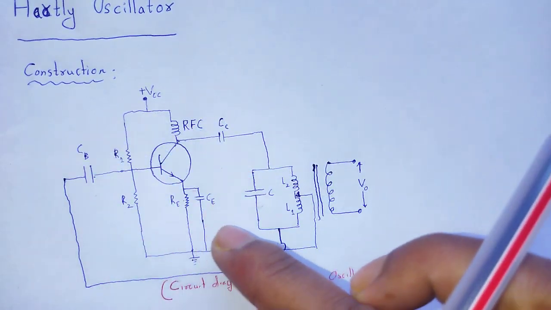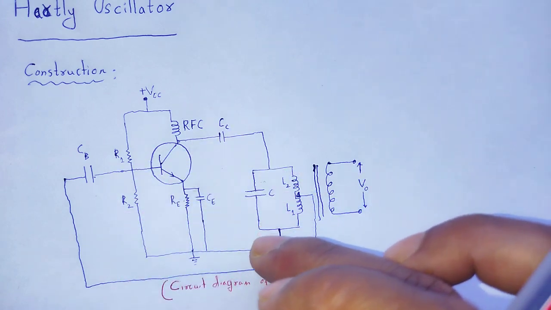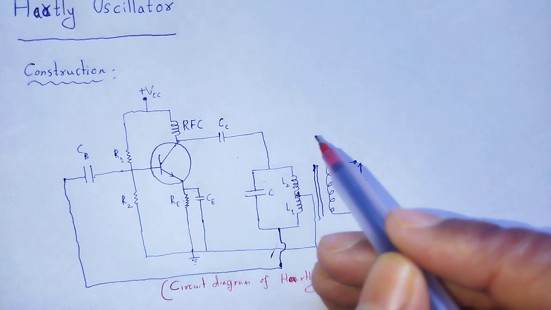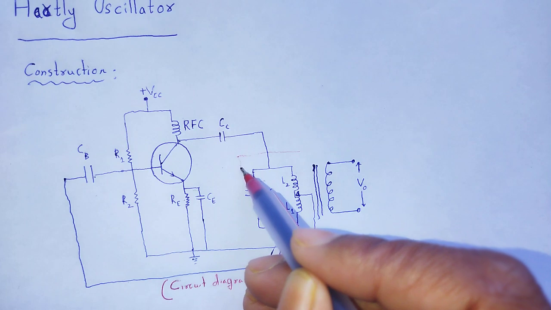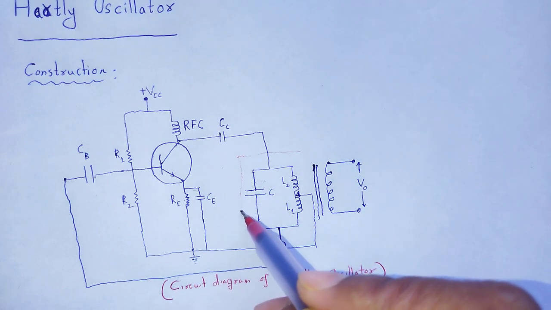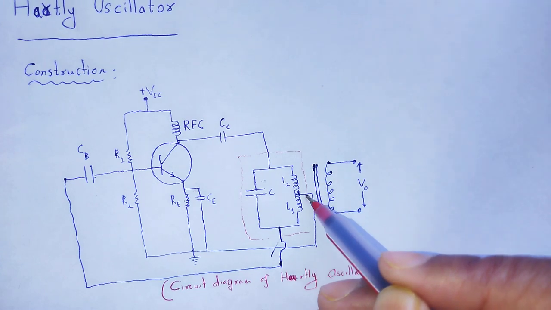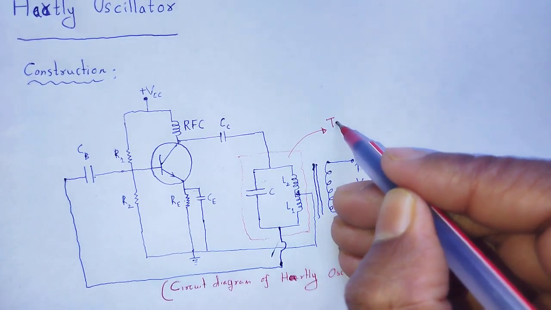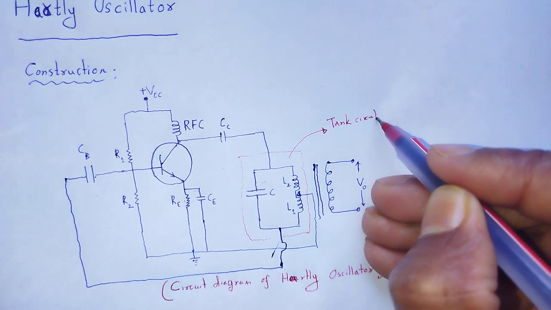That portion is the amplifier portion, this one is the feedback portion, and that feedback portion is an LC circuit, which we call a tank circuit.